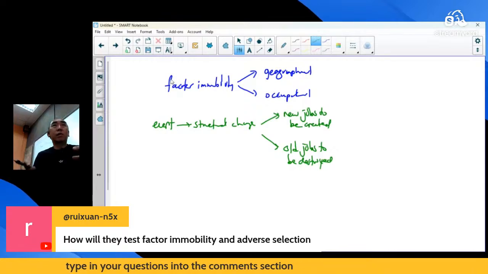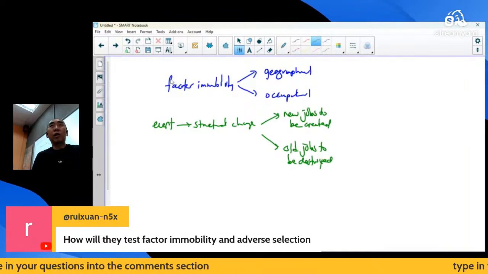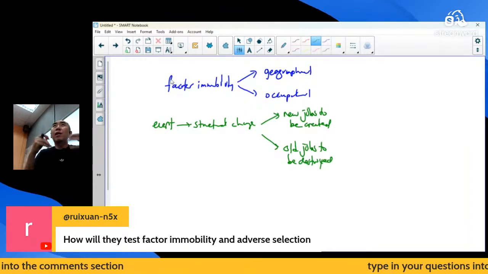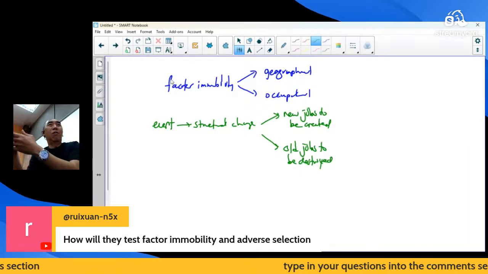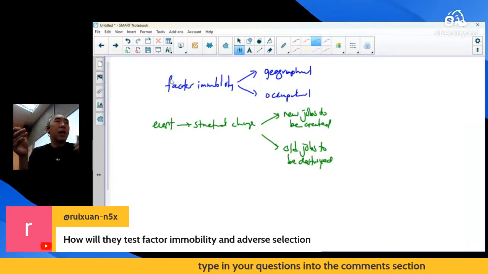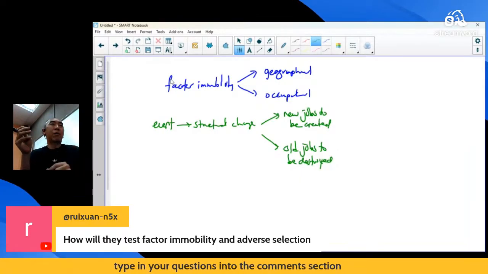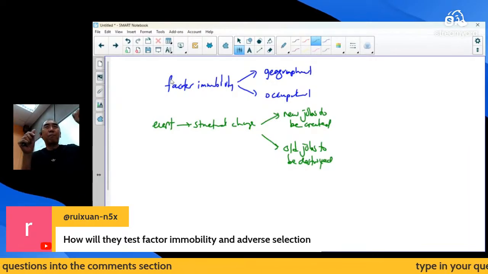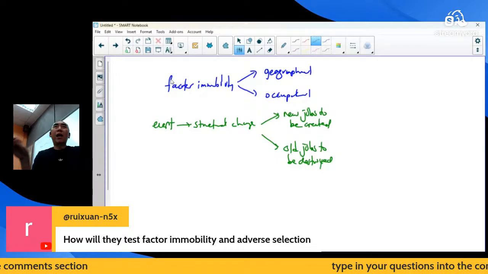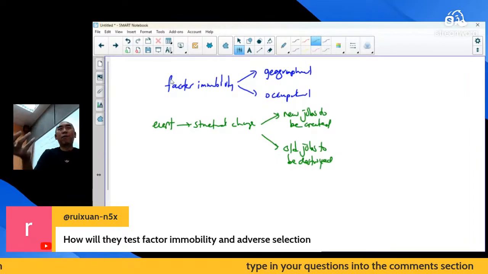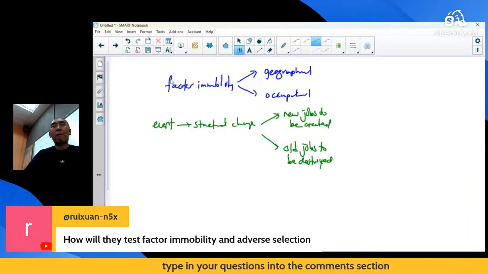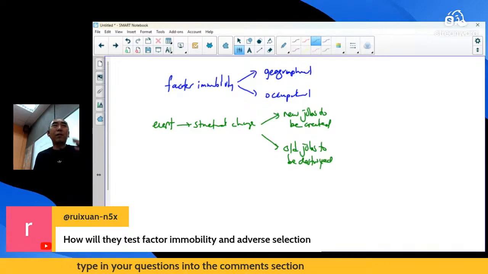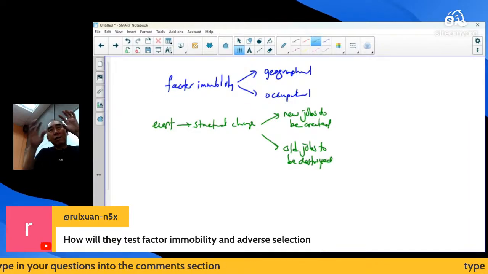Now, how will they test? The way they test is they will test as a Part A essay question that asks you very point blank, explain how immobility of factors of production can cause market failure. However, this will never be a 10-mark question because it is too short already. So immobility of factors will be a 5-mark portion of a 10-mark Part A, and the second 5 marks will be a second market failure. Can be anything, can be externalities, can be public goods. Then adverse selection is the same.